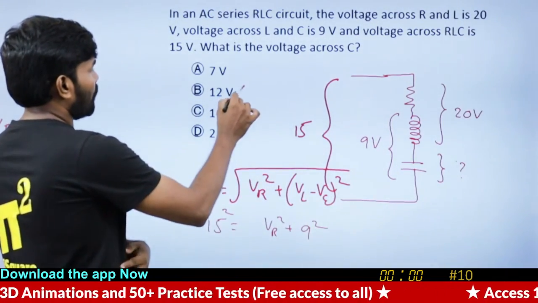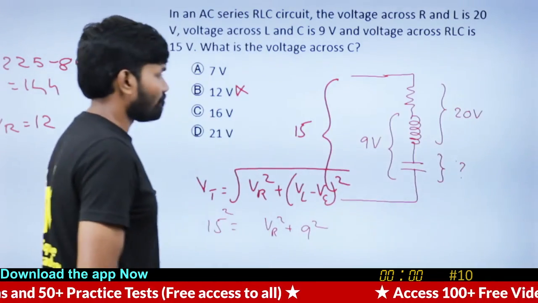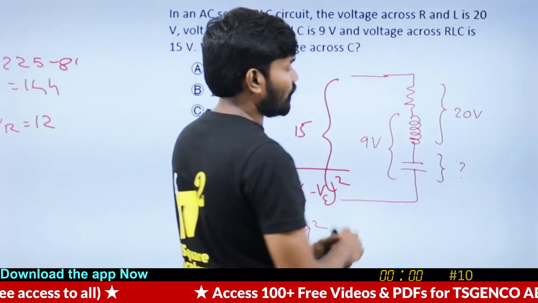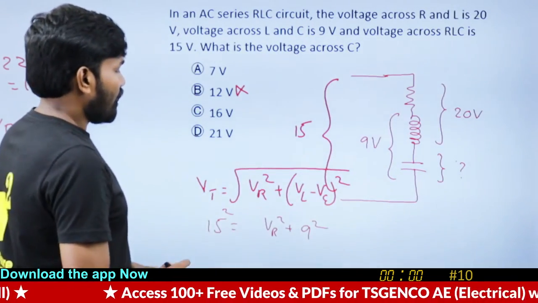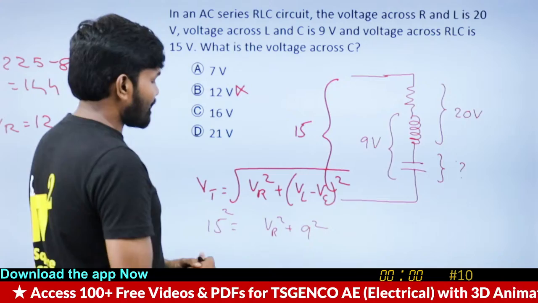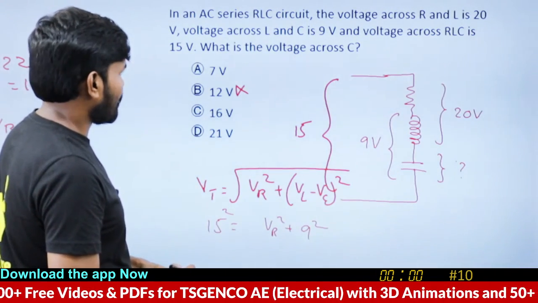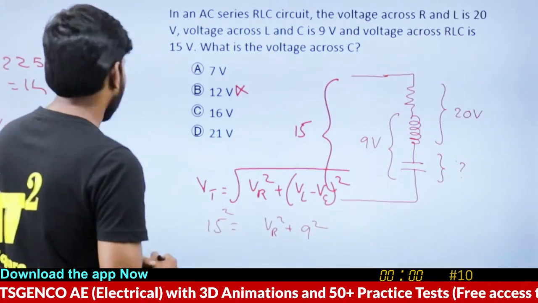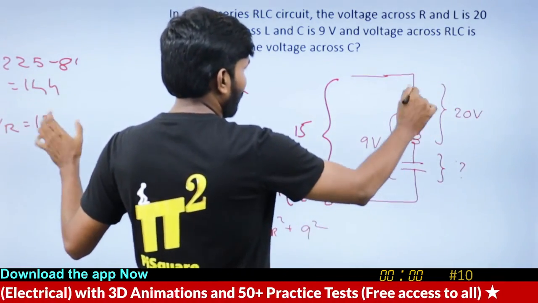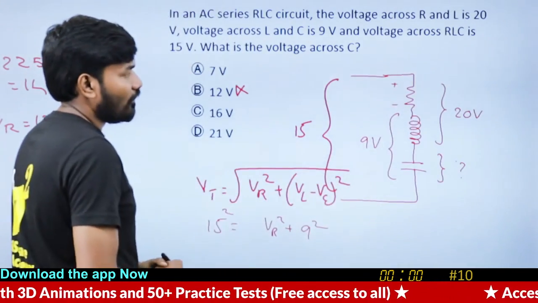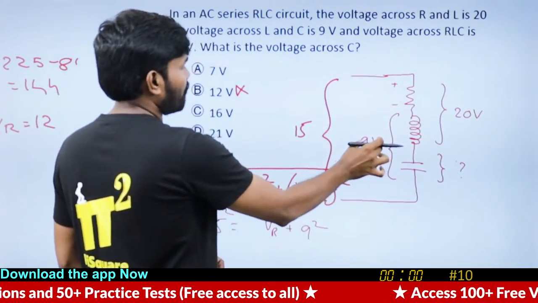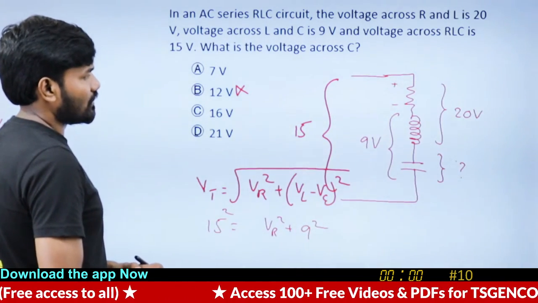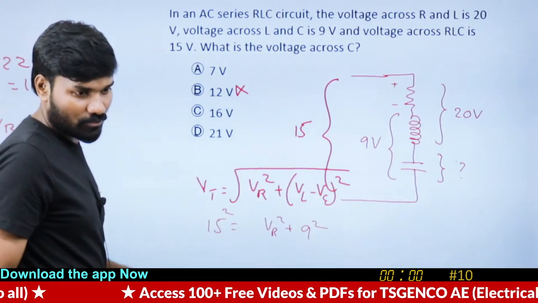Okay. We got the VR value, but we need the VC value. I think once you know the VR value, it's easy to get the VC value. Let's see. What is VL minus VC? VL minus VC is 9. Or to get 9, any other method? Easy method I'm looking for. Anyways, VR value is 12, you got. Total voltage is 9. Now your objective is to find out this. Any easy technique? Any other easy technique? No other easy technique from your end.